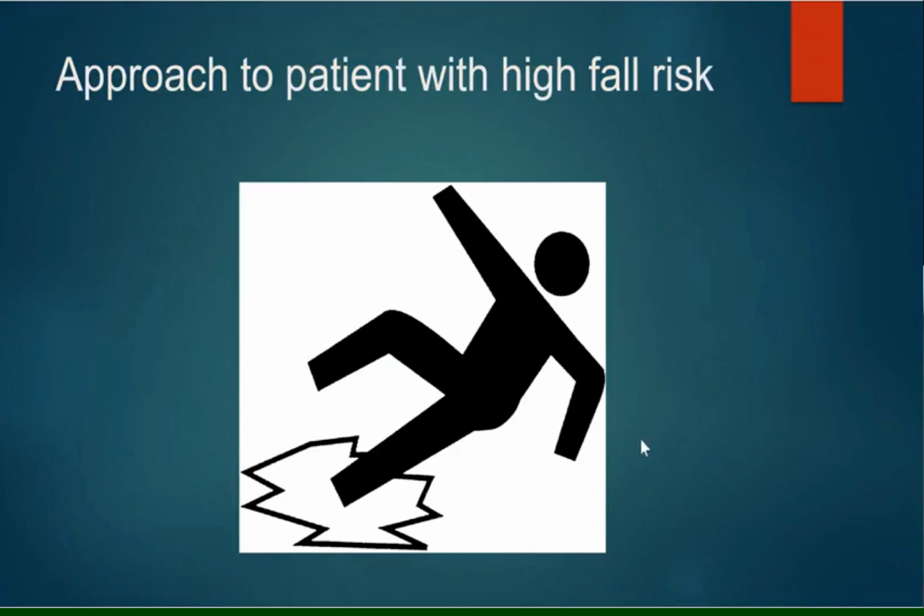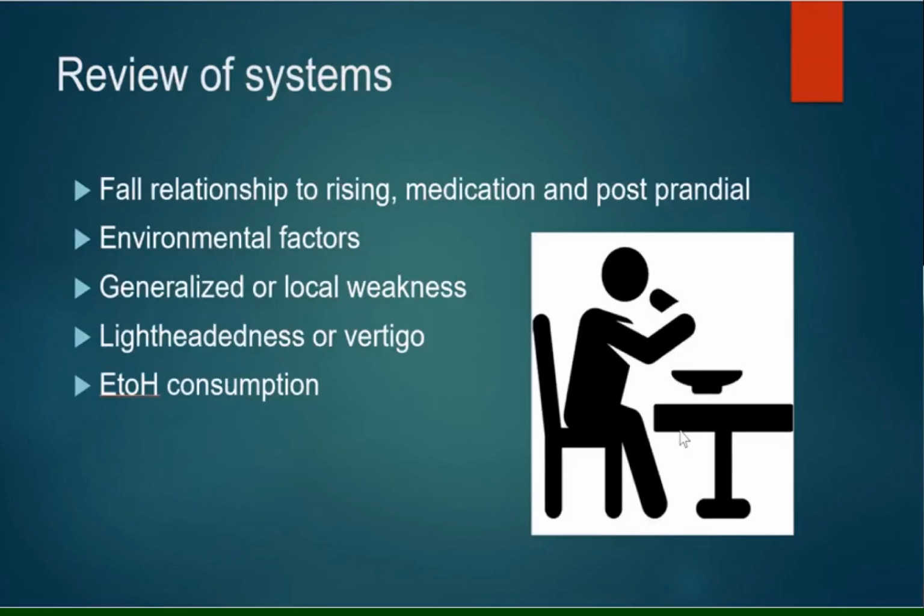Okay, so if we screen positive for fall risk, the question is, how do we approach the patient? And the first thing is to consider a review of systems. You firstly want to establish the fall's relationship to rising from either supine or sitting position, how closely they had the fall relative to taking their medications, and importantly, how closely the fall occurred after eating, because of the concept of postprandial hypotension. We also want to ask about environmental factors, slips on rugs.